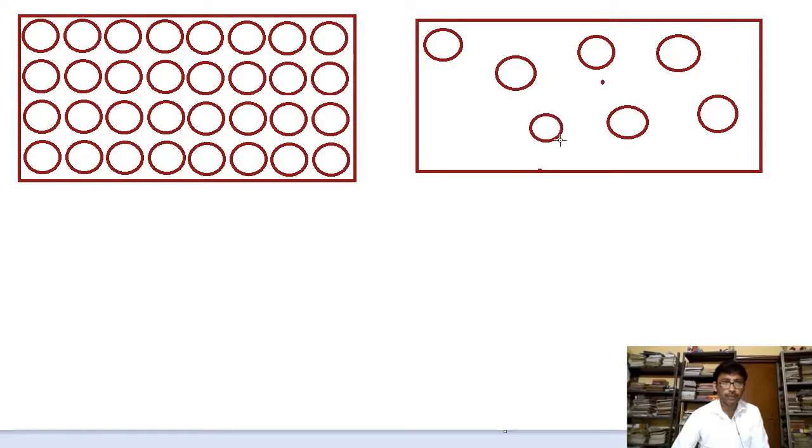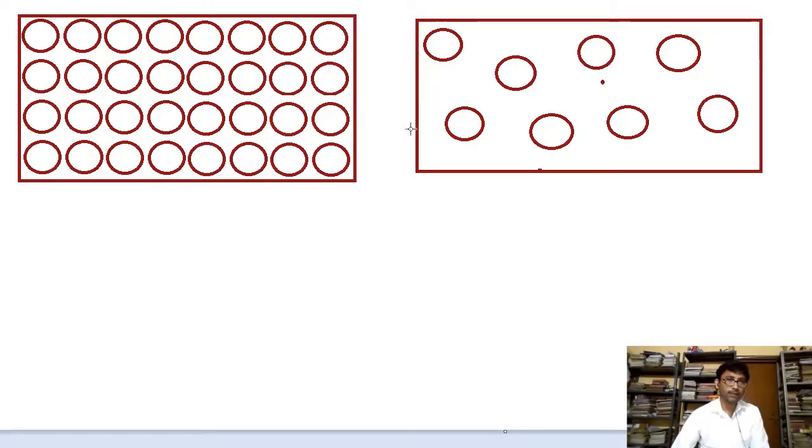Moreover, you can see that particles of solids have a kind of arrangement in them. So they are arranged in a particular manner. But particles of liquids, they are not so well arranged. That is, they do not have any definite kind of arrangement.